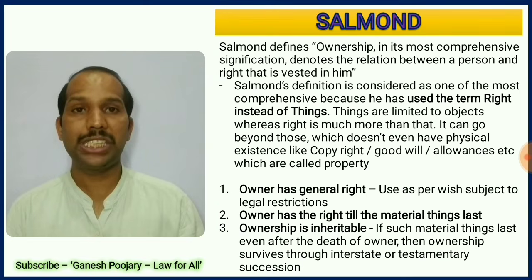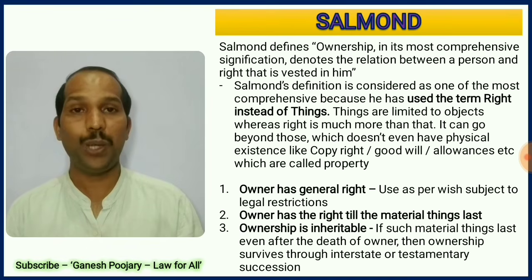Salmond's theory on ownership is considered one of the most comprehensive theories on ownership because he has given a very beautiful definition which says ownership, in its most comprehensive signification, denotes the relationship between a person and right vested with him. Now he has brought the term right. By bringing in that term, he gave a different perception to the entire concept and he also increased the scope of the term ownership. Everyone else was discussing materialistic things, whereas by bringing in this term right, he also included non-materialistic things like copyright, goodwill, allowances, etc.